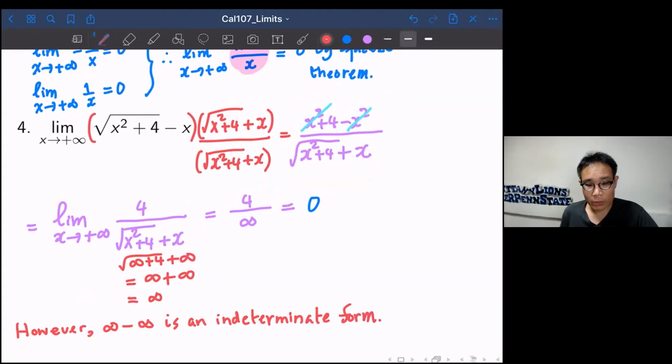Okay, so you may not be able to conclude the value yet. You may have to simplify the term first.